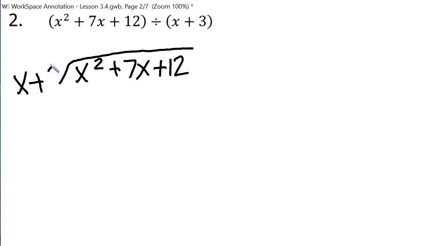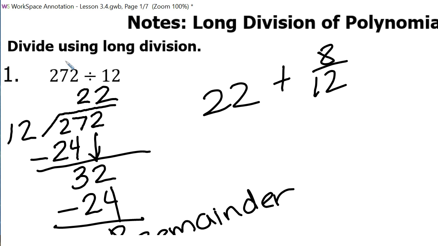Now here is the trick to figure out what are the answers that go at the top. You always have to look at your first term. So look at the first term in the binomial and the first term in your trinomial. And you have to ask yourself, what do I multiply x by to get x squared? x. That answer will go in the second spot. It's just like what we did right here. This answer went in the second spot. Didn't go over the 2, it went over the 7.